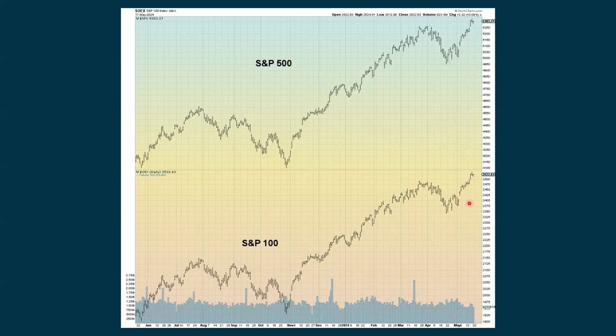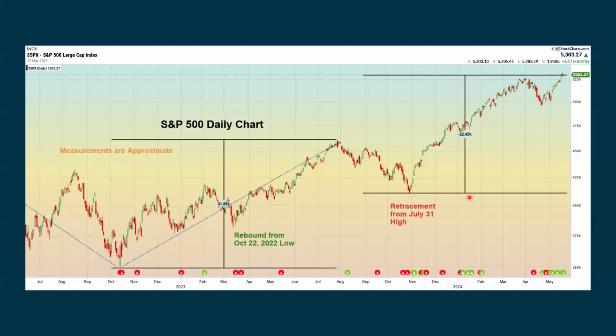So it still shows that as far as the S&P 100 is concerned, the big stocks are still leading the way higher. And we keep a measurement going back to the low that was set in October. And how far have we bounced up off of that? As of Friday's close, we're 22.42% above that low set back in October.